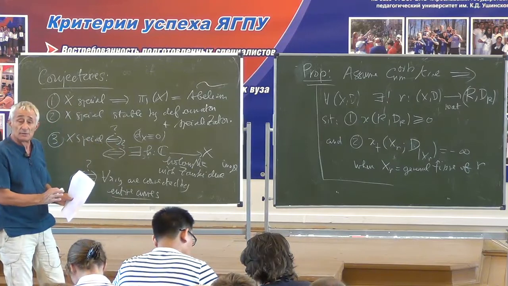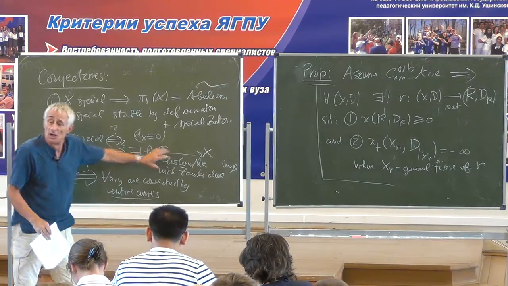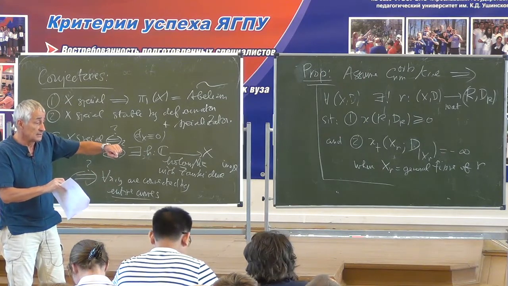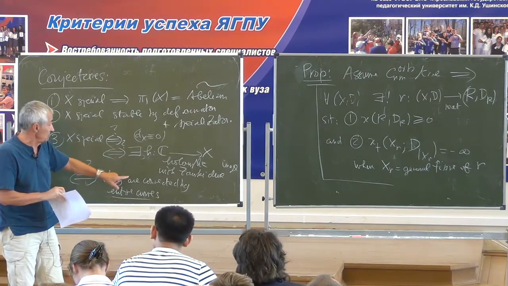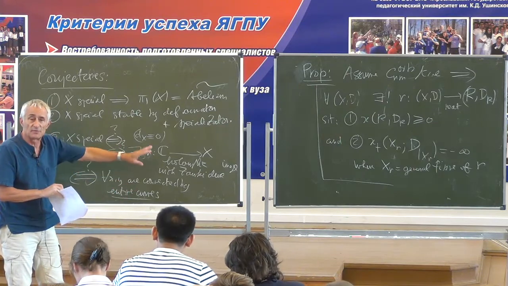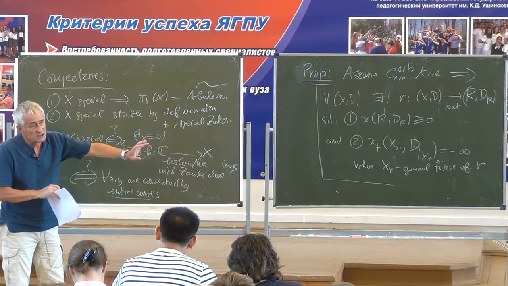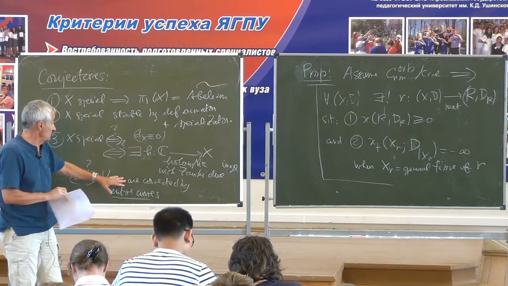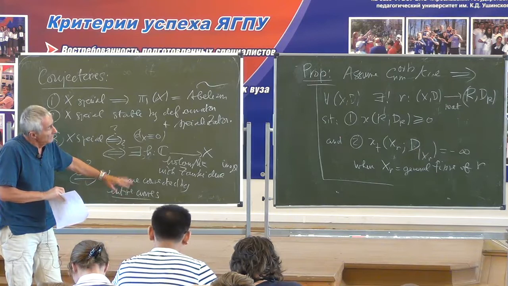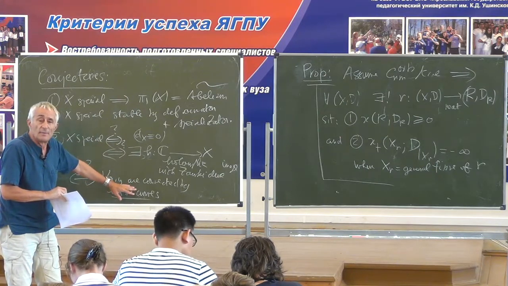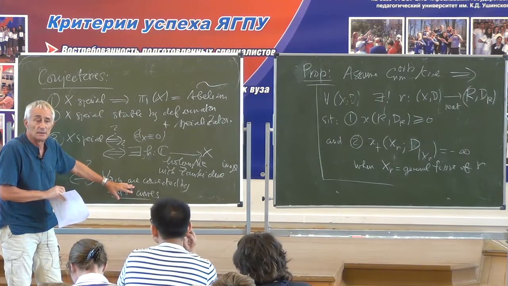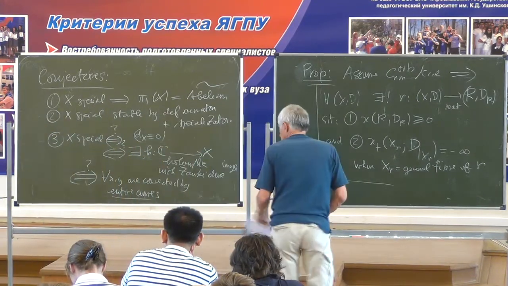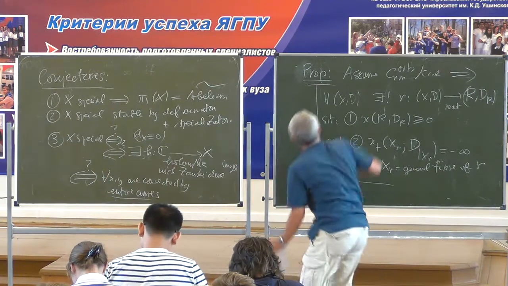So do you see? In some sense, being special should be equivalent to being, in some sense, rationally connected, but you replace algebraic maps from P1, or algebraic maps from C, by transcendental maps from C. This is true, for example, in the obvious case of abelian varieties, certainly. You can connect two points, of course, by such things. So this is one thing.